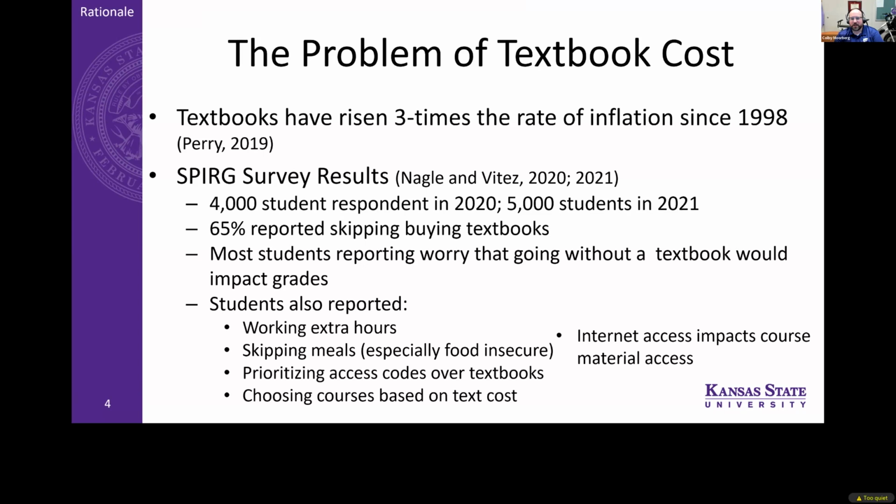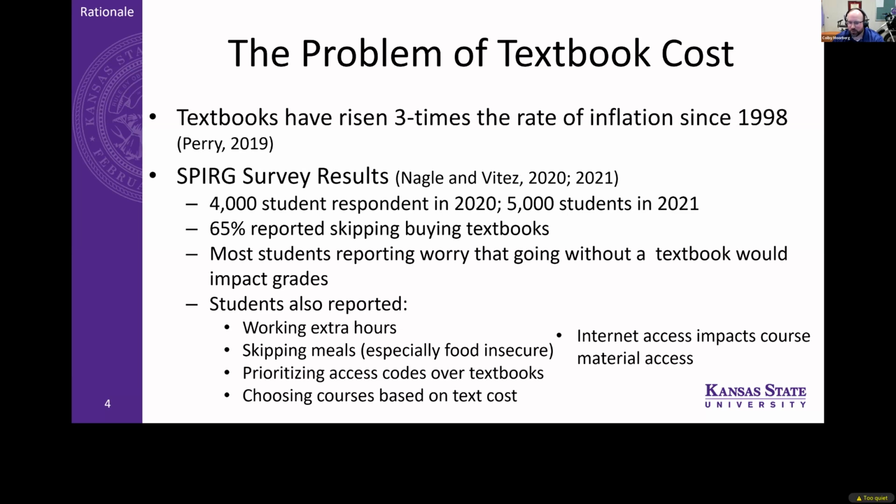The students also reported that in order to cover the costs of textbooks, when they did buy them, they were having to work extra hours to make ends meet, or in some cases, they might skip meals. In some cases, they would prioritize access codes so they could actually submit homework as opposed to buying the textbook itself, because they had to get the homework in. They didn't necessarily have to have the textbook.